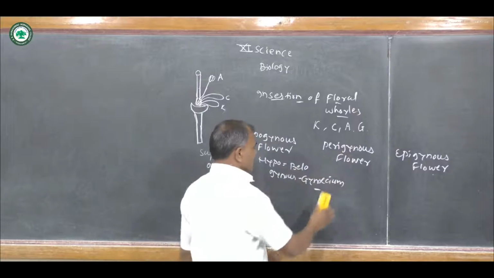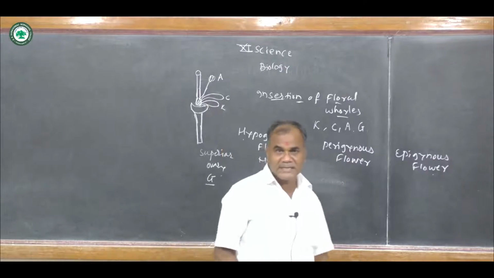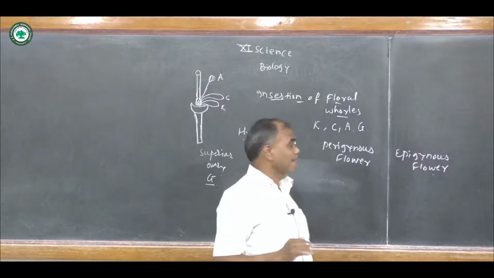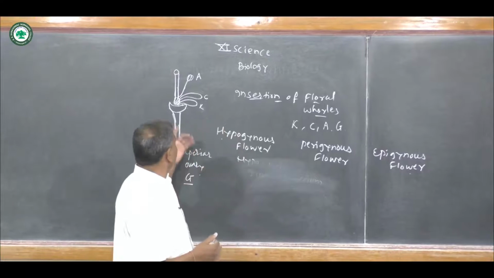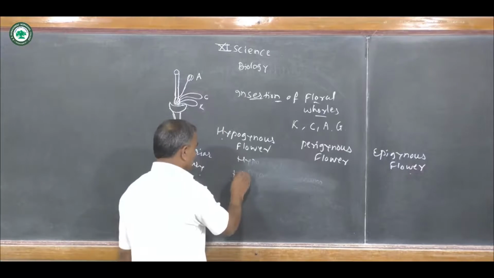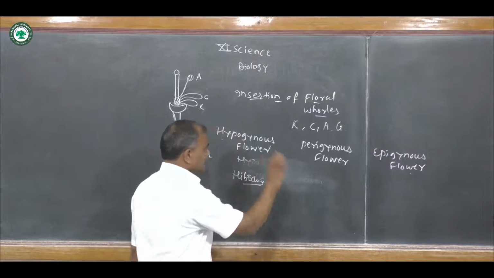Next is the insertion of floral whorls. One remaining, see here, the example of the hypogynous flower is the hibiscus flower.